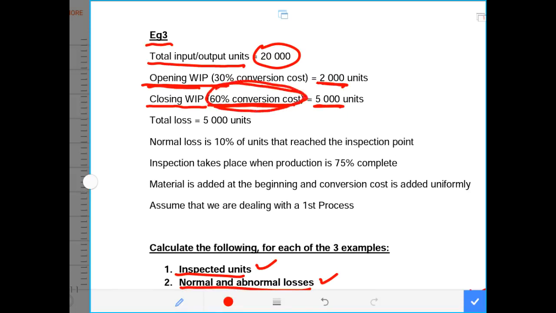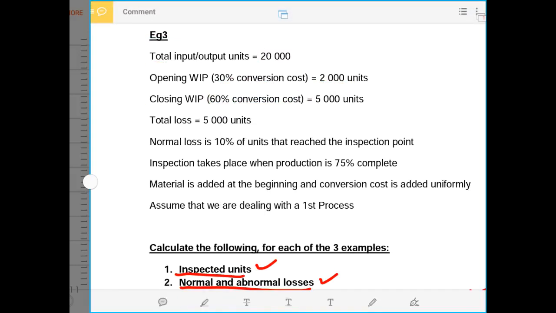Remember, guys, the reason why opening and closing is normally only applicable in the case of the conversion cost is because most of the time material is added at the beginning of the process. Just like in this case, material is added at the beginning of the process. So it means 100% of the material is there at the beginning. Even if the product is not complete, all the material is there.